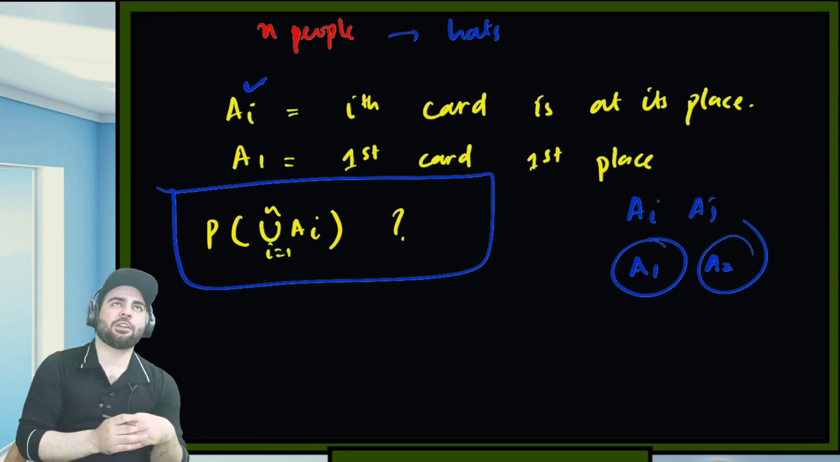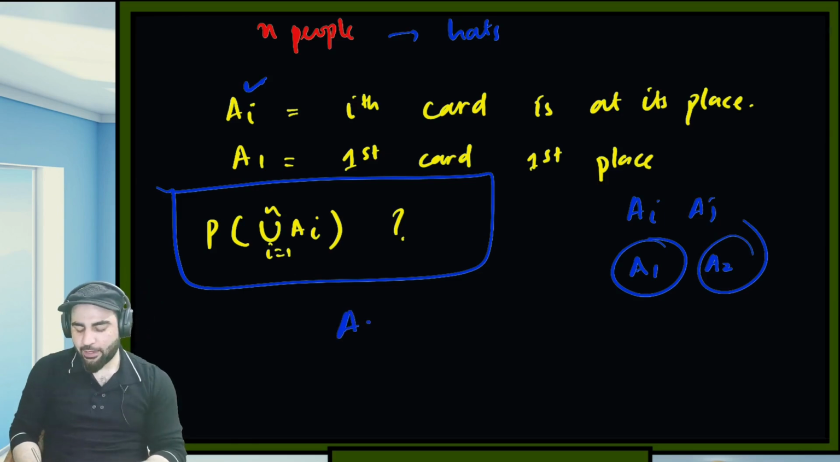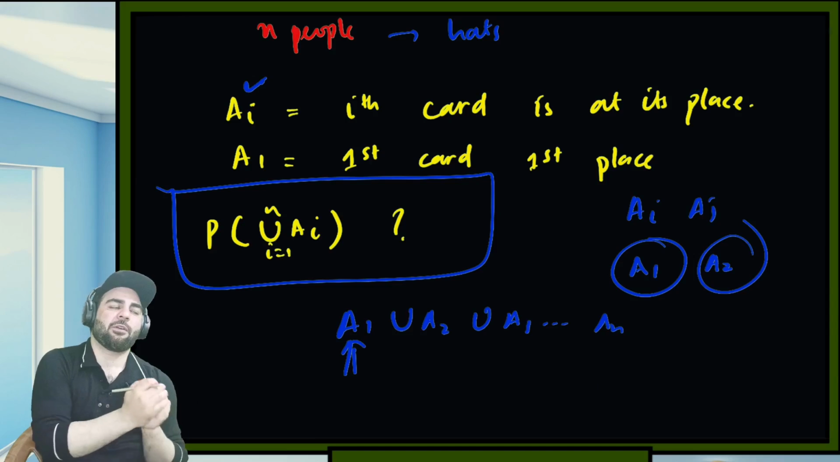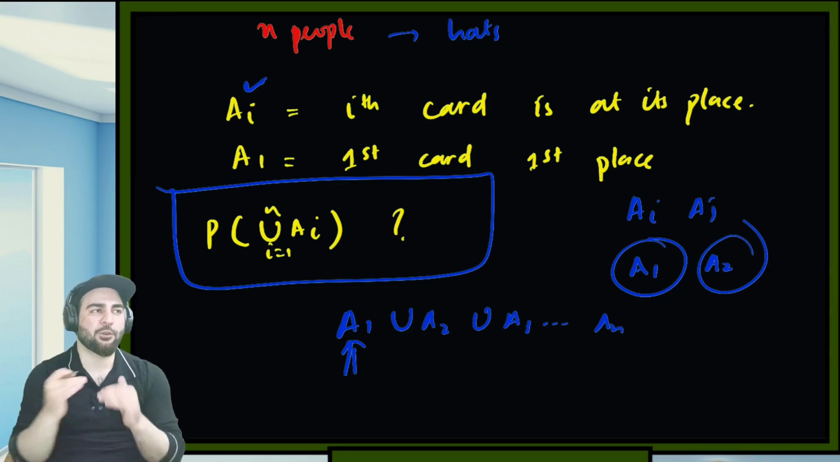Now, in order to say that at least one card should be at its original place, I can say A1 or A2 or A3, something like this, till AN. That's the meaning of A1: the first card at the first place; A2: the second card at the second place. So either this should be there, or this, or this. That's what I wrote here. So I said the probability of the union of all of these Ai events, where i goes from 1 to N.